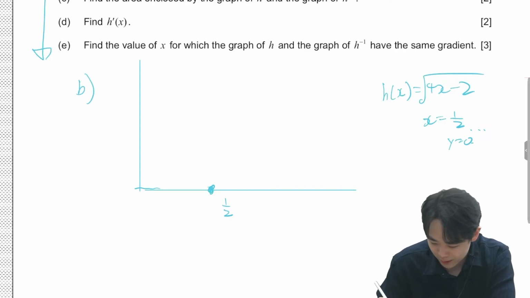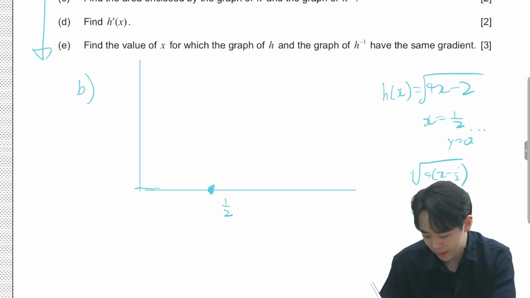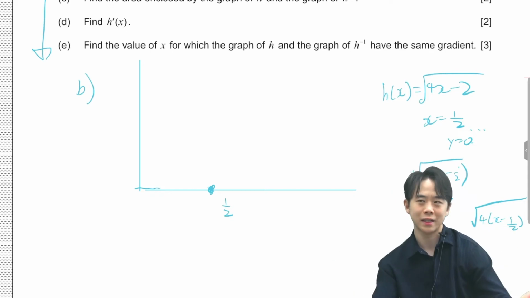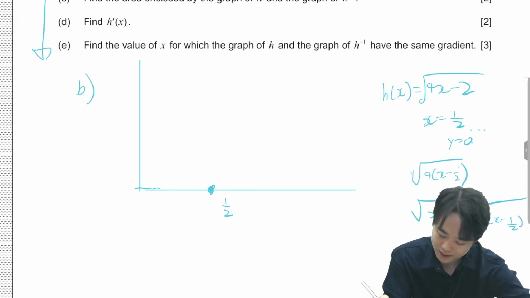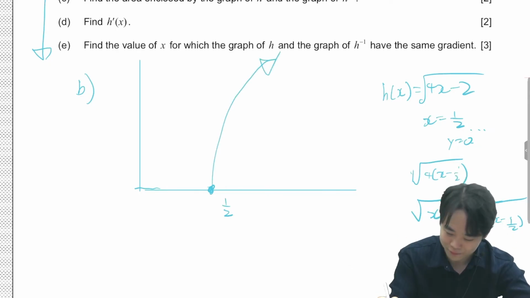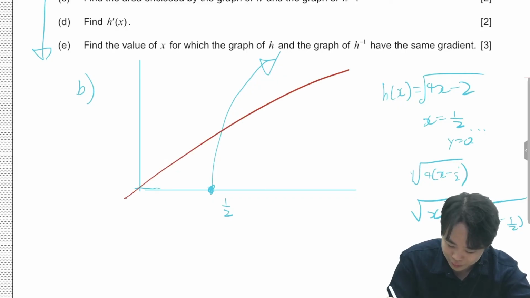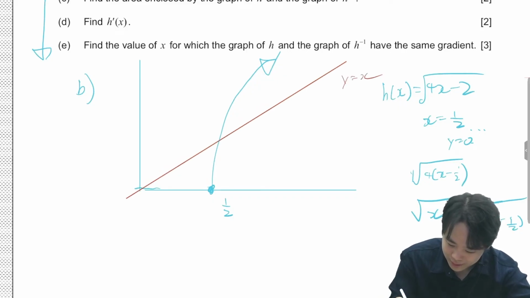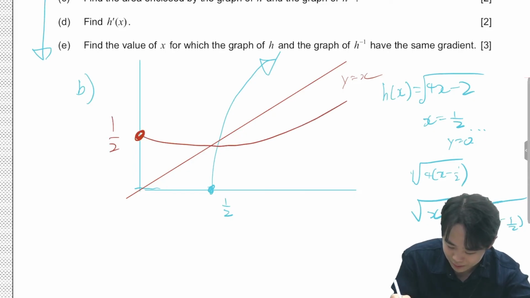And we know that we're going to get something like root 4x minus 1/2. Compared to the graph of root x, root 4x minus 1/2 is horizontally compressed by a factor of 4. So we're going to get a very skinny and tall graph here. So when we have y equals x, we're going to have it trespassing this boundary here.